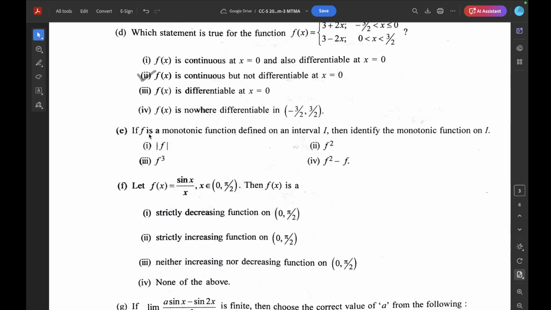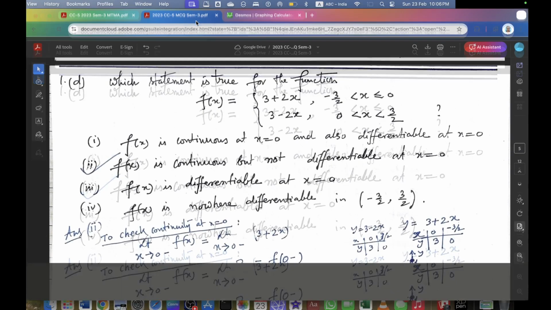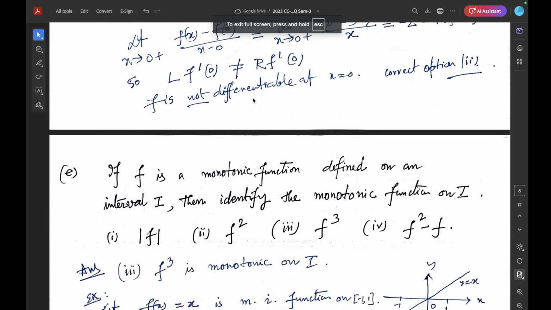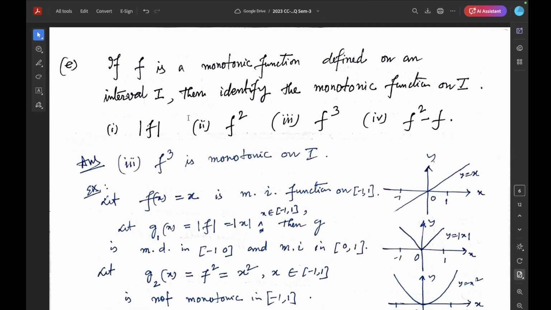Question E. If f is a monotonic function defined on an interval I, then identify the monotonic function on I: mod f, f square, f cube, f square minus f. Actually, correct option is 3. F cube is monotonic on I.